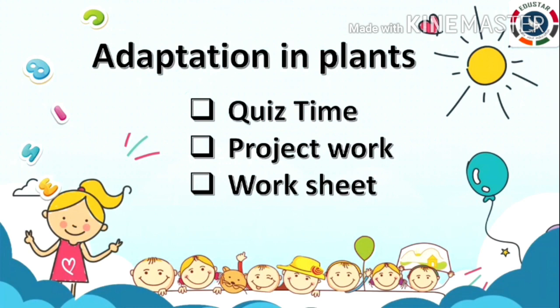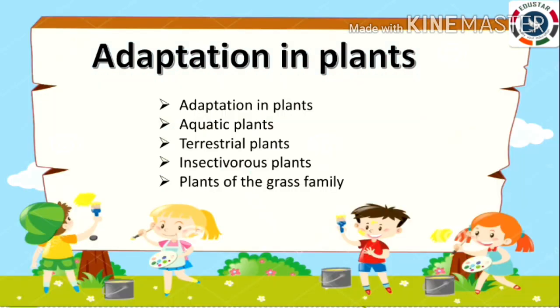Before we start this, we have a small recap of Lesson 2. What we have discussed in Lesson 2: adaptation in plants, aquatic plants, terrestrial plants, insectivorous plants, and plants of the grass family. Right? Let us see one by one. What is adaptation? Plants develop special features to adapt themselves to the surrounding. This process is known as adaptation. Right?